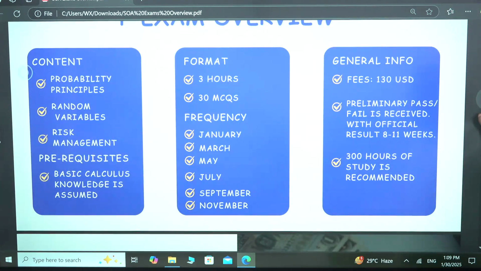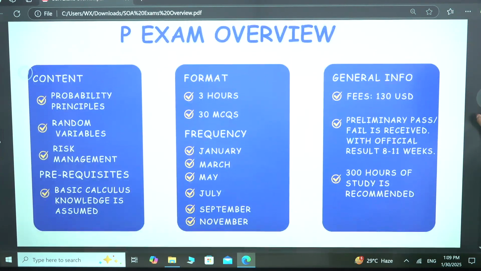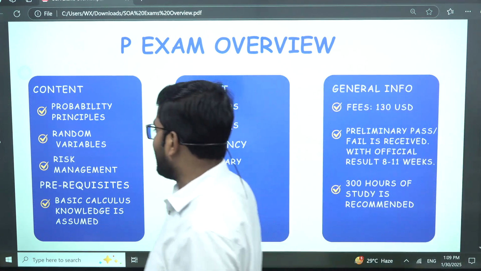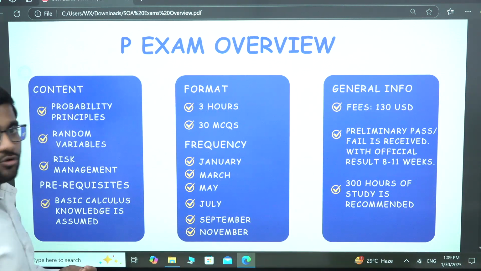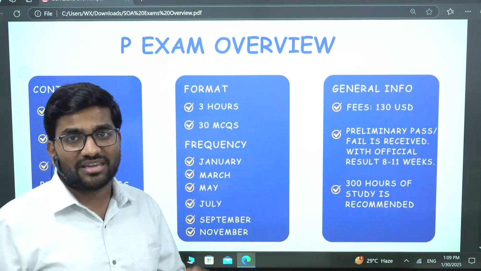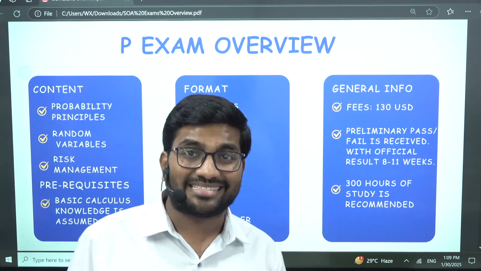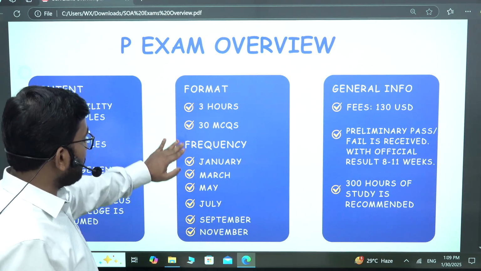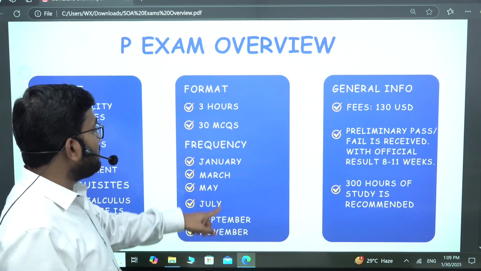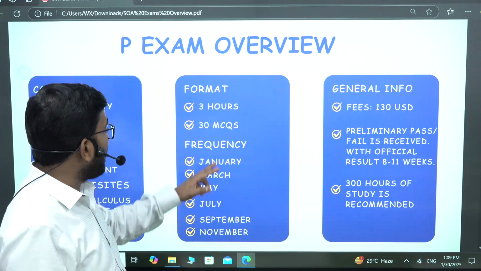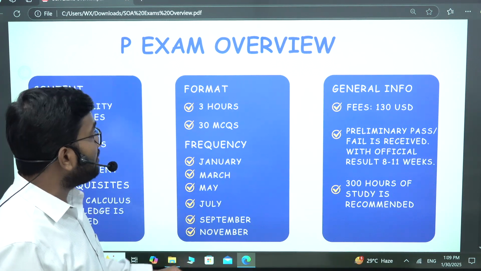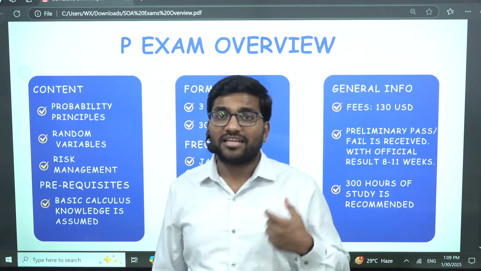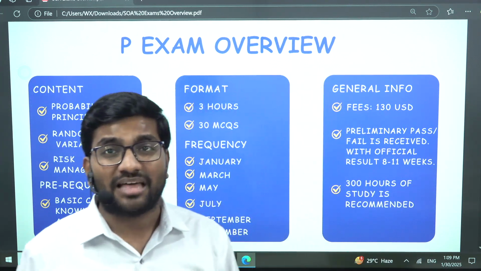The content of exam P is probability principles, random variables, and risk management. The prerequisite is that you need to know the basics of calculus, like integration, differentiation, logarithms, and indices. The exam format is 3 hours with 30 MCQs. The frequency is 6 times a year: January, March, the odd months. The exam fee is just $130, which is less than 15,000 rupees approximately.